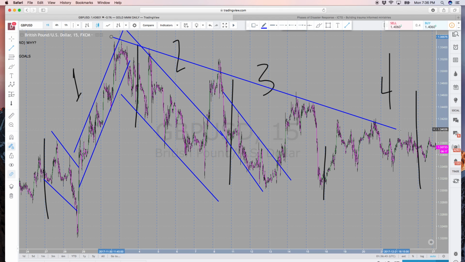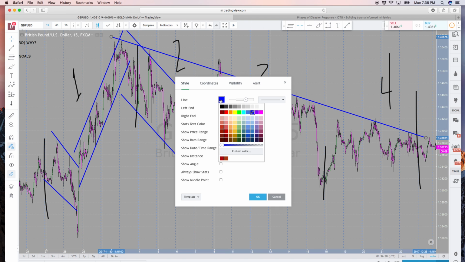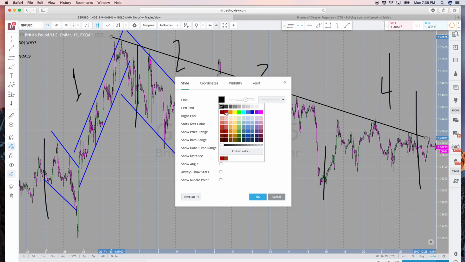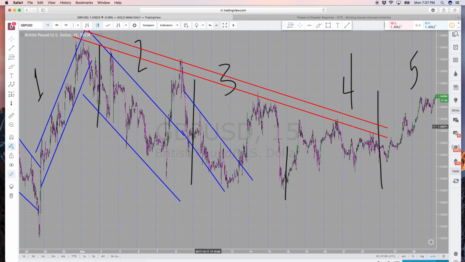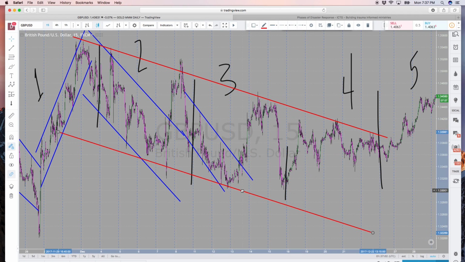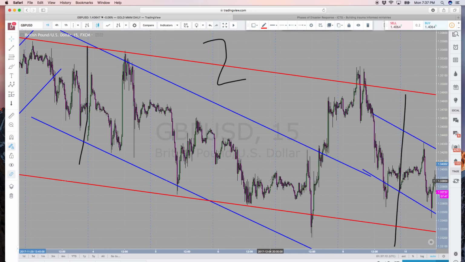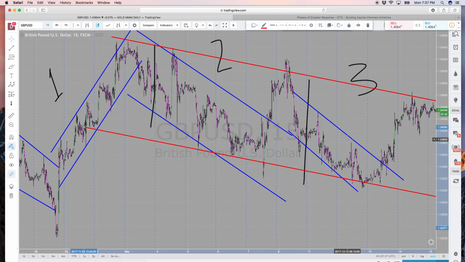Now let me change this to a different color so that we can see it is a completely different trend. This is where the micro and the macro meet. So there are people trading the red trend, right, the downtrend here, but there's also people trading the downtrend within the downtrend, right, the blue downtrend here.